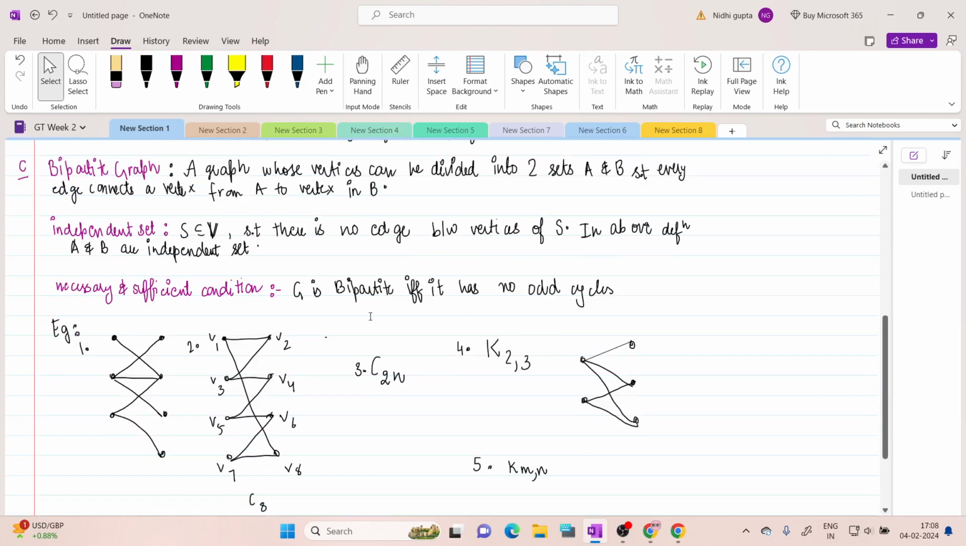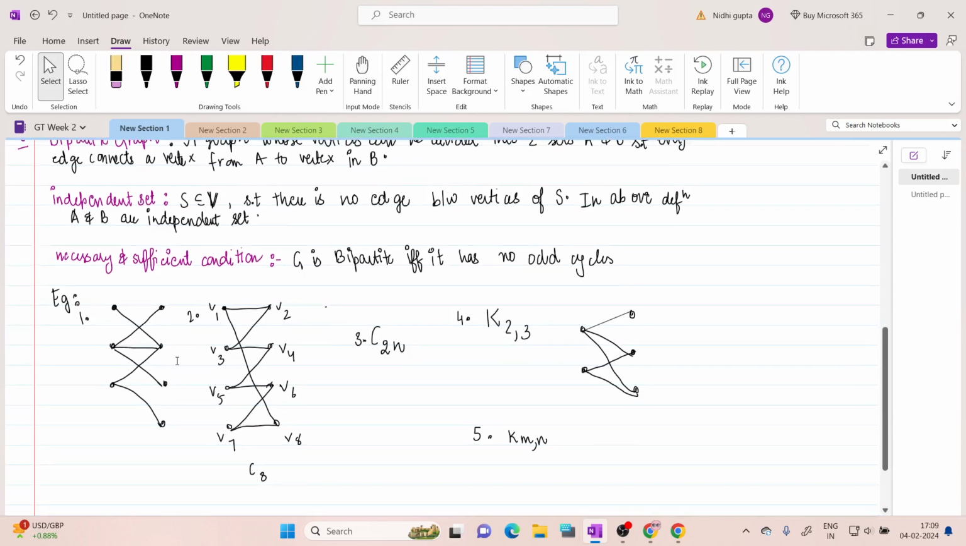If we want to know whether a graph is bipartite or not, then G is bipartite if and only if it has no odd cycles. So this is a necessary and sufficient condition. If you have to show some graph is not bipartite, it is sufficient to find an odd cycle. If you can find an odd cycle in a graph, then you can say that your graph is not a bipartite graph. And if there is no odd cycle, then that graph has to be bipartite.